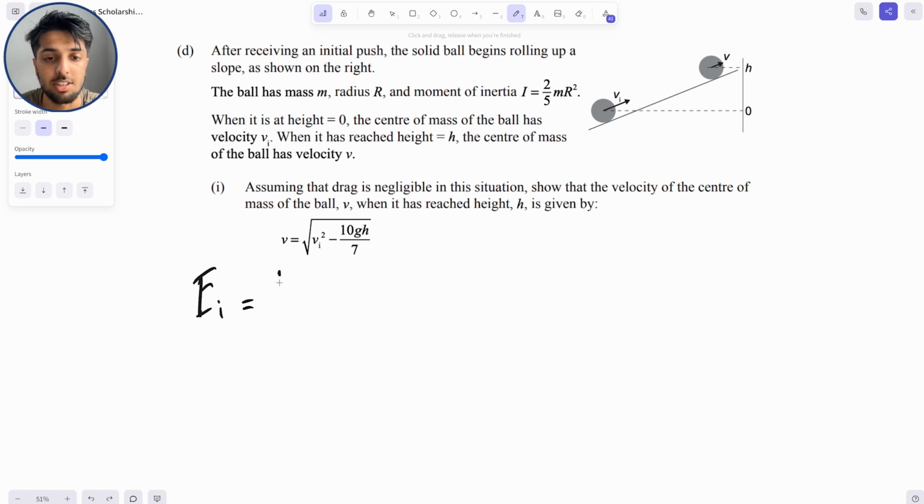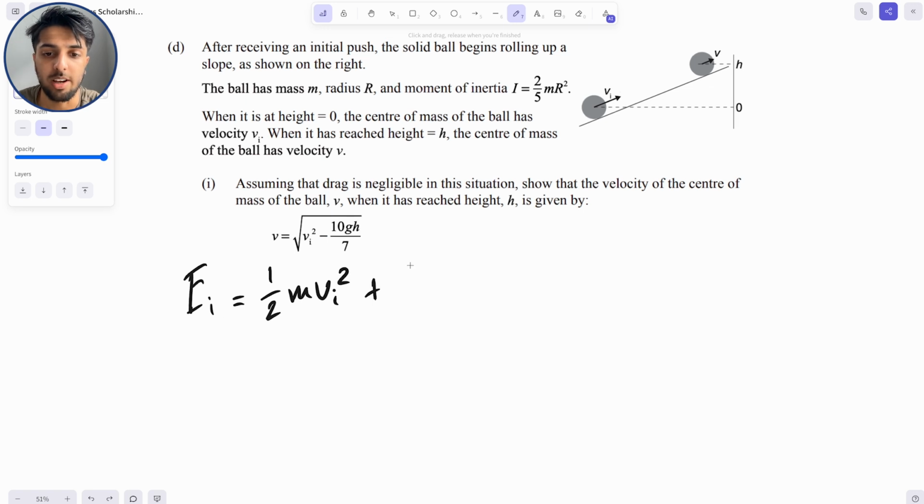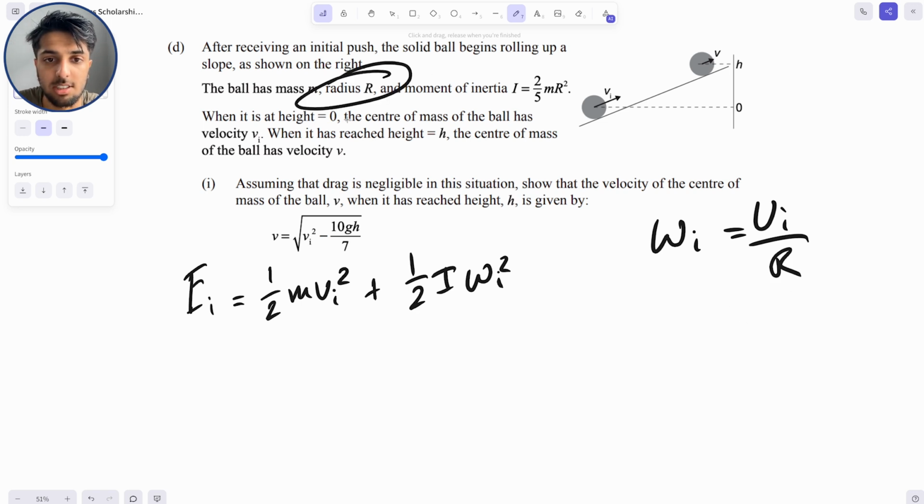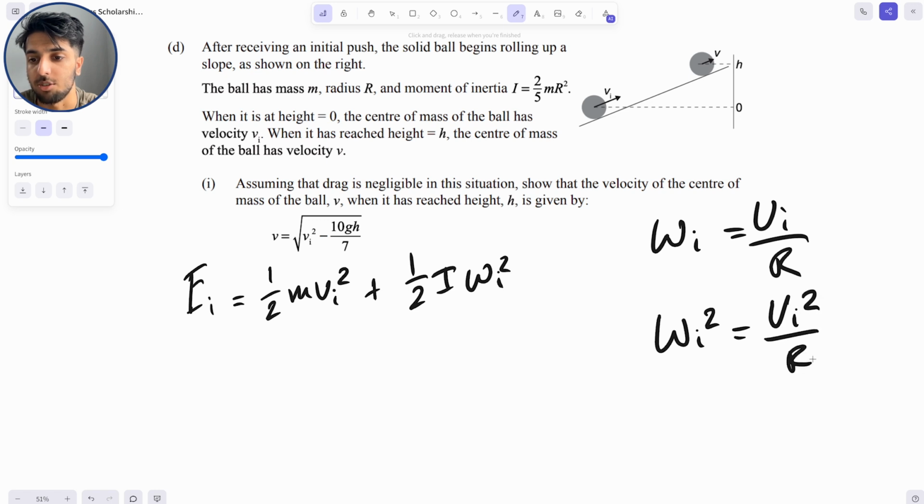So our energy initially is equal to our kinetic energy initially, which is half mvi squared, right? Because when it has a height of 0, the ball has a velocity of vi, and also our rotational kinetic energy, which is half I omega initially squared. And so we know that our angular velocity is our velocity over our radius. And so in this case, our omega i is equal to our velocity initially divided by our big R, because that is our radius given. And so omega i squared will be equal to vi squared over r squared.